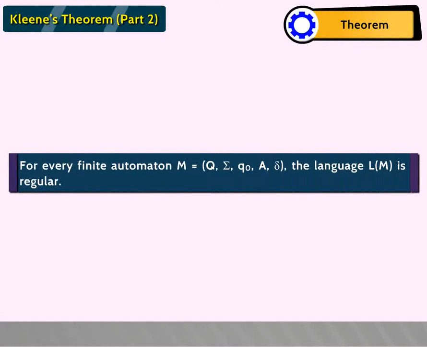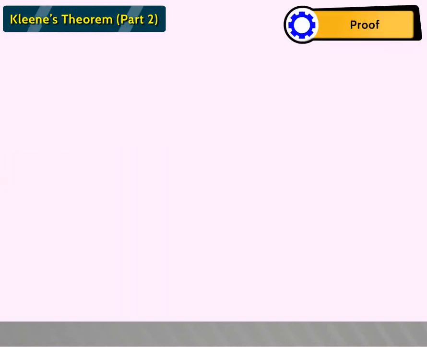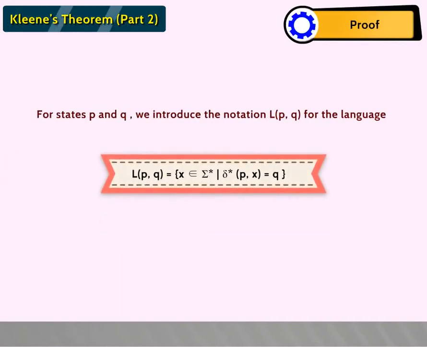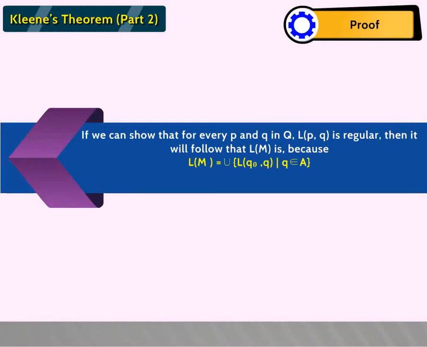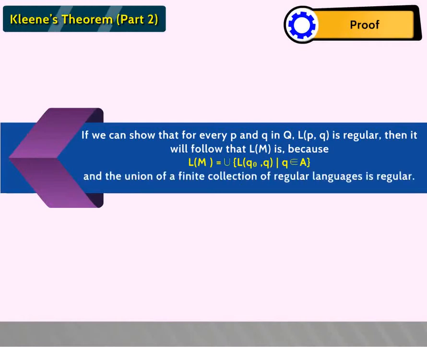Theorem. For every finite automaton M = (Q, Σ, q0, A, δ), the language L(M) is regular. Proof. For states p and q, we introduce the notation L(p, q) for the language L(p, q) = {x ∈ Σ* | δ*(p, x) = q}. If we can show that for every p and q in Q, L(p, q) is regular, then it will follow that L(M) is, because L(M) is equal to the union of L(q0, q) over q in A, and the union of a finite collection of regular languages is regular.